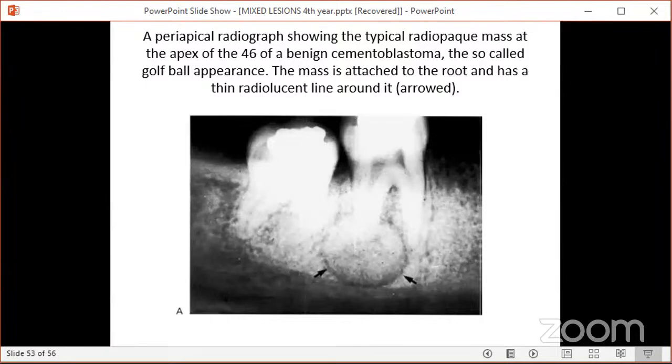So this is an example of it. This is a periapical radiograph showing a radiopaque mass at the apex of the tooth. This is the so-called golf ball appearance. The mass is attached to the root and has a thin radiolucent line around it, and the bone around it is sclerotic.